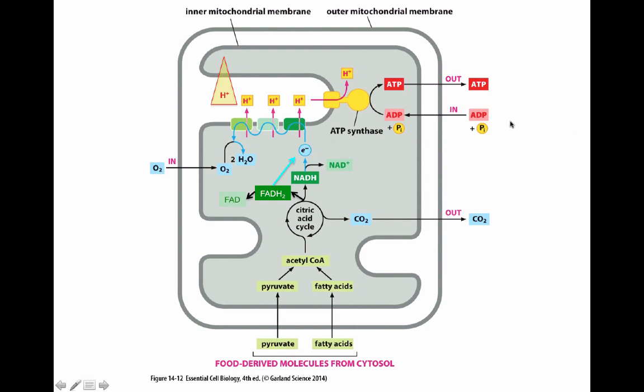So ADP that is generated in the cytoplasm will be transported across into the matrix of the mitochondria, and the ATP generated in the mitochondria eventually will be exported out to the cell where it needs it.